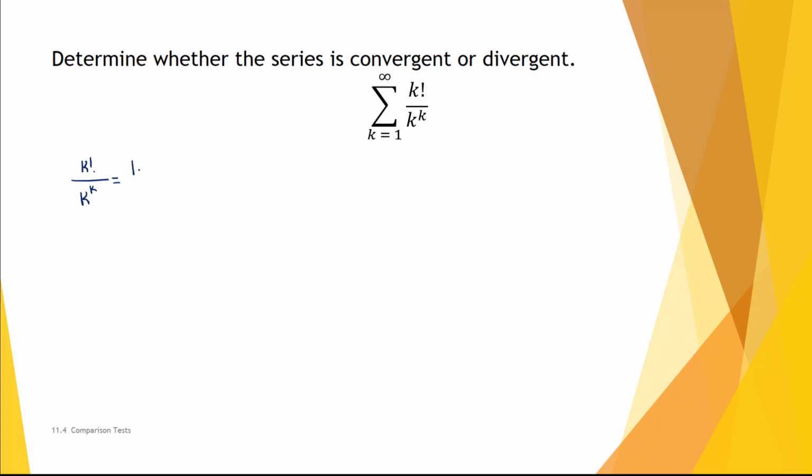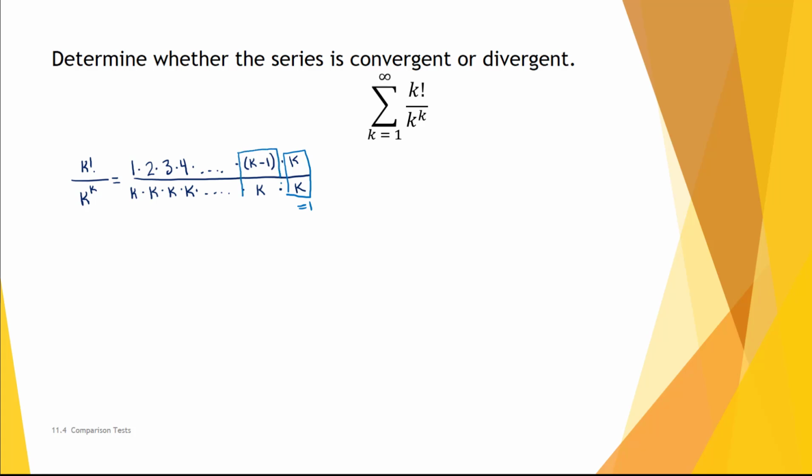Remember, k factorial is 1 times 2 times 3 times 4, and so on, up to k minus 1 times k. There are k factors on the top of this fraction, so I can write out k to the k power as k times k times k times k, and so on, k times k. I've made the k's on the bottom visually line up with the factors on the top because there are the same number of factors on the top and on the bottom. I know that k over k, of course, is 1.